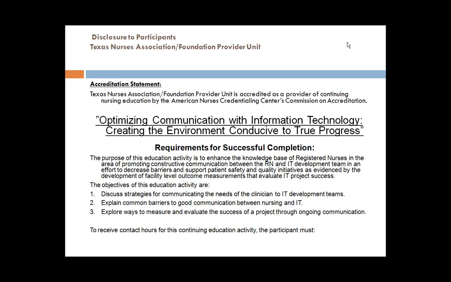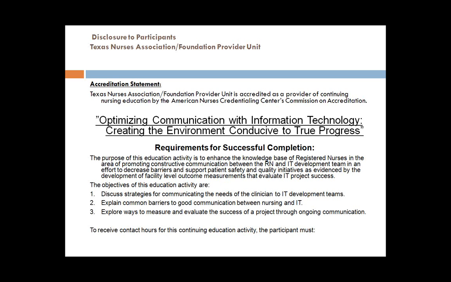In keeping with C&E requirements, I would like to share the following disclosures with you. The purpose of this education activity is to enhance the knowledge base of registered nurses in the area of promoting constructive communication between the RN and IT development team in an effort to decrease barriers and support patient safety and quality initiatives, as evidenced by development of facility-level outcome measurements that evaluate IT project success. The hope is that you'll be able to take the information that you gather today back and make some differences in your IT processes back at your facilities.